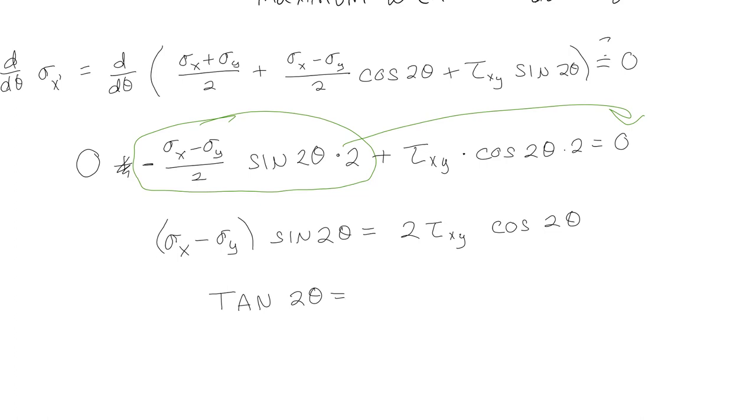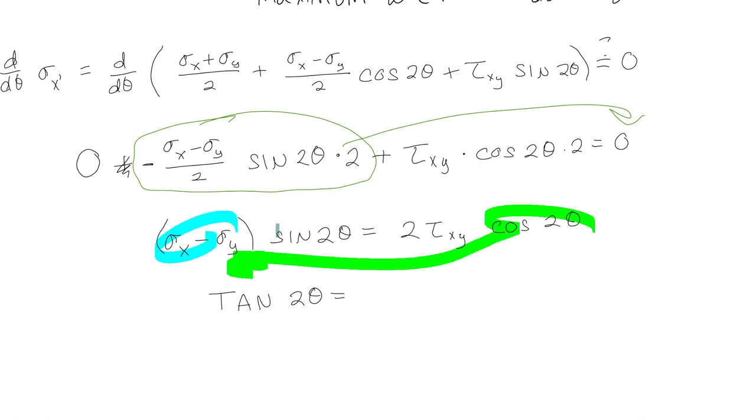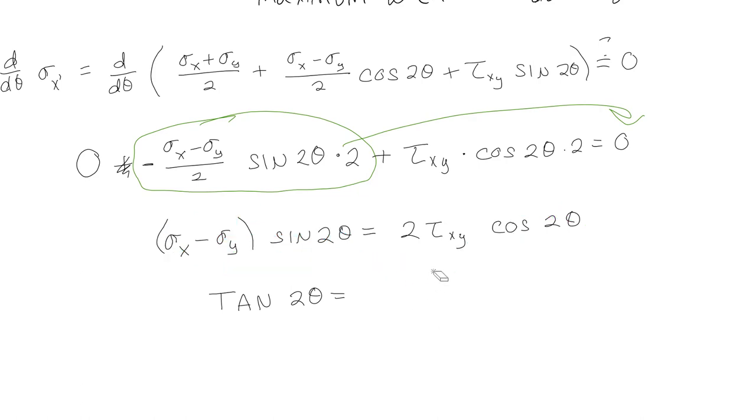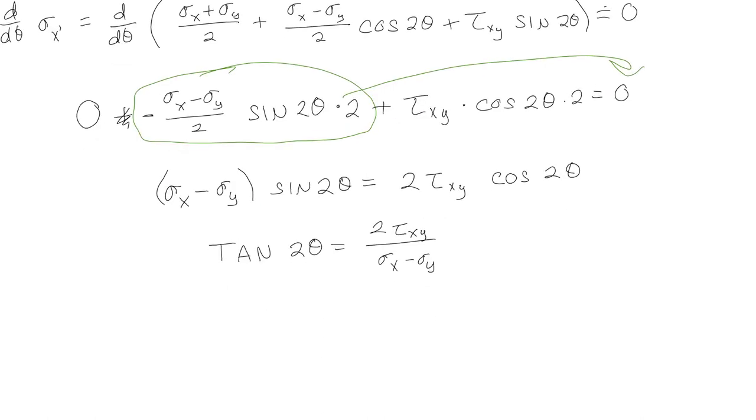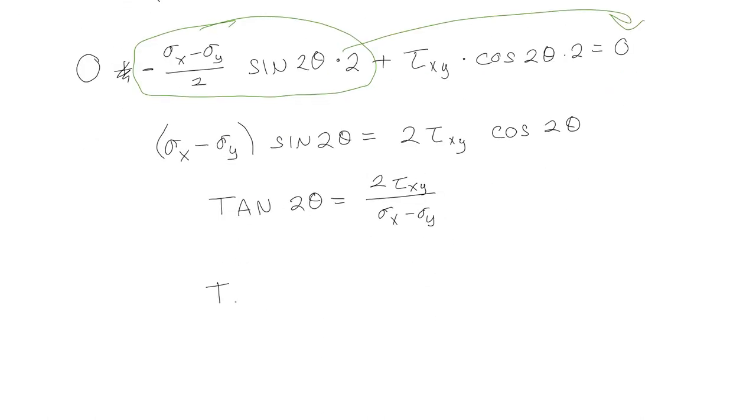So I'm going to move this over here, and this over here. That's what just happened. The tangent of 2 theta is 2 tau xy over sigma x minus sigma y. This is going to be a little weird, but I'm going to write it as the tangent of 2 theta, moving the 2 to the bottom, so it's tau xy divided by sigma x minus sigma y over 2. There's a reason we're doing this.